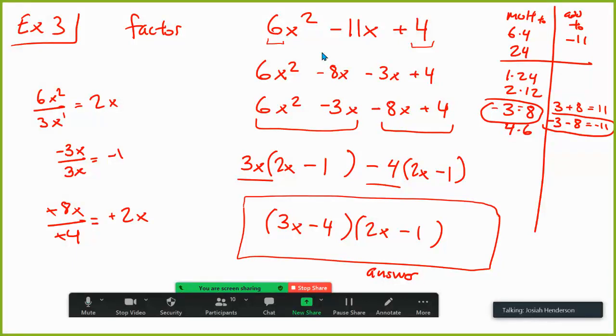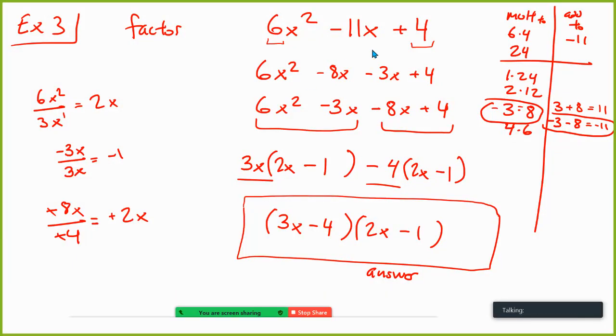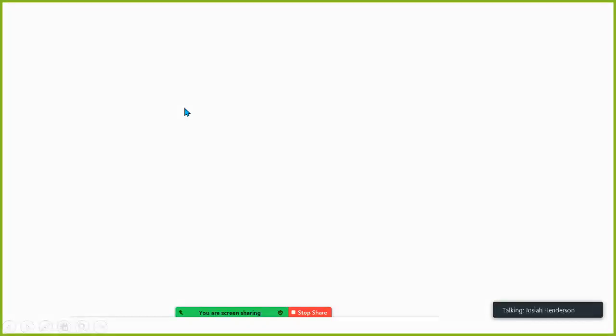Okay, now I want to talk about a special case called the difference of squares.